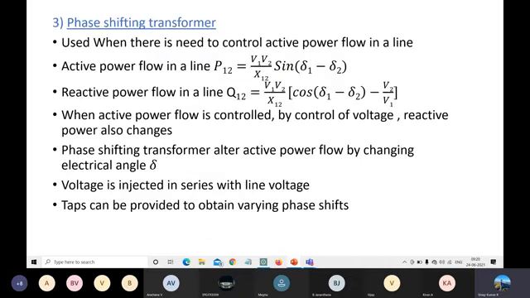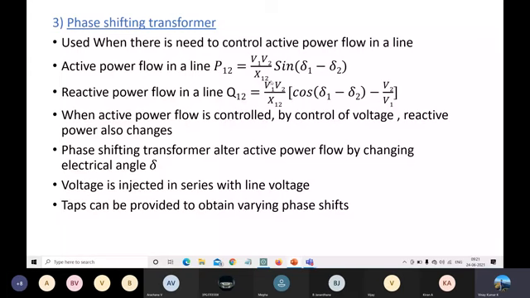The next thing is phase shifting transformers. Here the concept is simple. Phase shifting transformers are used when there is a need to control the active power flow. If you are interested in controlling the active power, we can use phase shifting transformers. The active power flow along the line and the reactive power flow along the line will be given by these two equations. So these are our basic general equations for active power and reactive power.